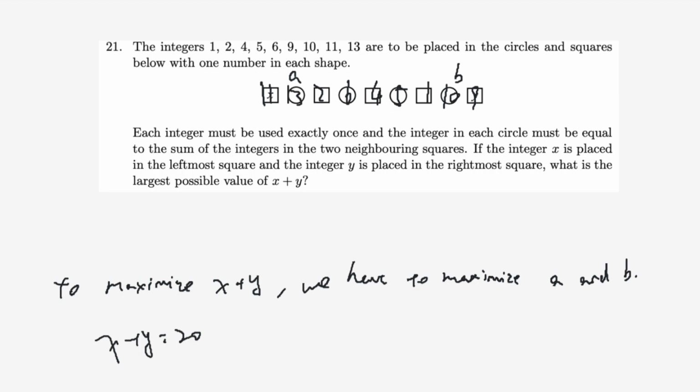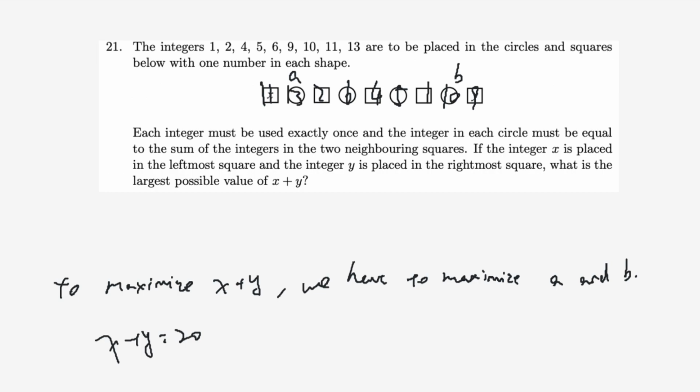The integers 1, 2, 4, 5, 6, 9, 10, 11, and 13 are to be placed in the circles and squares below with one number in each shape. Each integer must be used exactly once, and the integer in each circle must be equal to the sum of the integers in the two neighboring squares. If the integer x is placed in the leftmost square and the integer y is placed in the rightmost square, what is the largest possible value of x plus y?